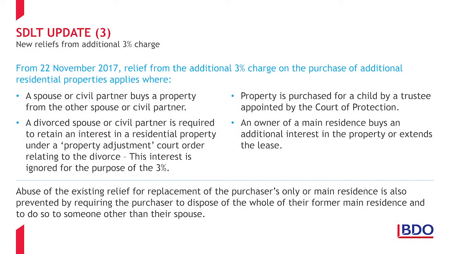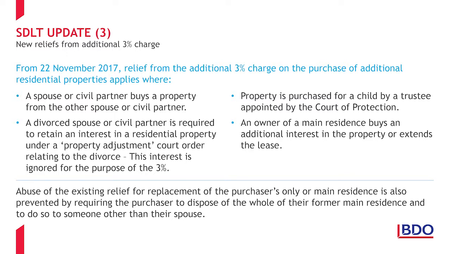There are some new reliefs from the 22nd of November 2017 which will remove the additional 3% charge. Generally, husband and wife are treated as a single unit for the purposes of the 3% charge. So, for example, if wife owns a buy-to-let and the main home, and husband buys a buy-to-let property, then the 3% applies, even if husband only owns the buy-to-let at the end of the day of purchase.